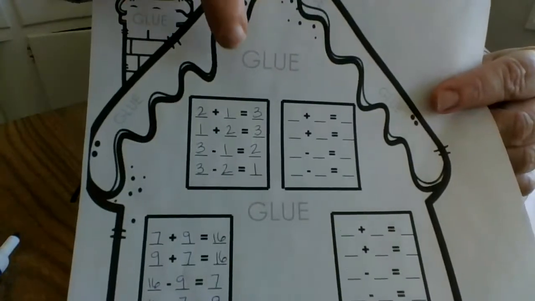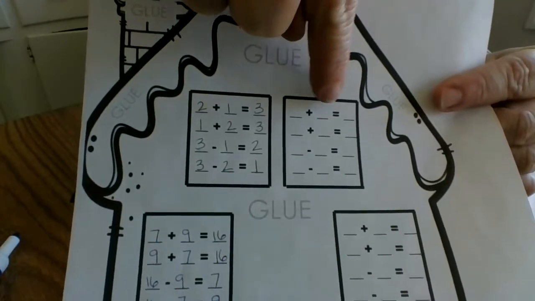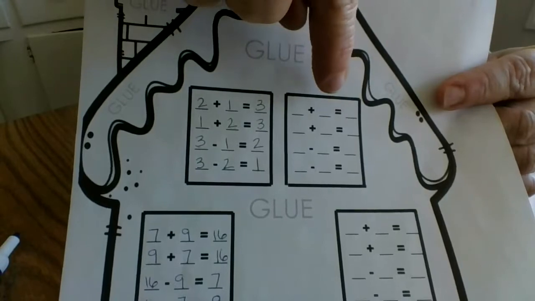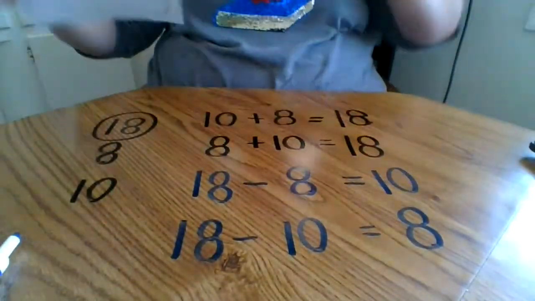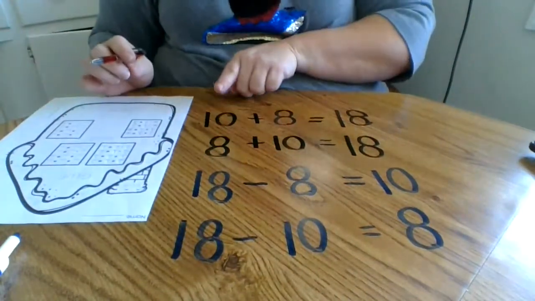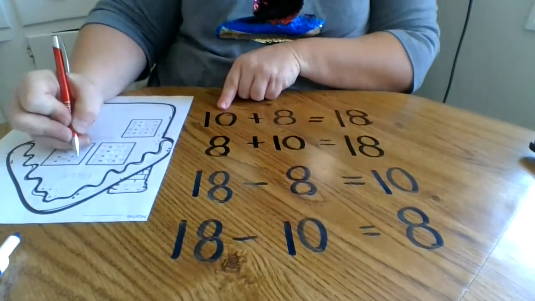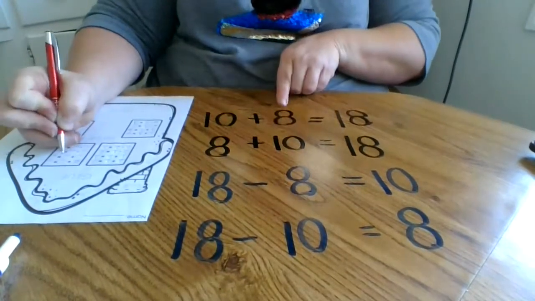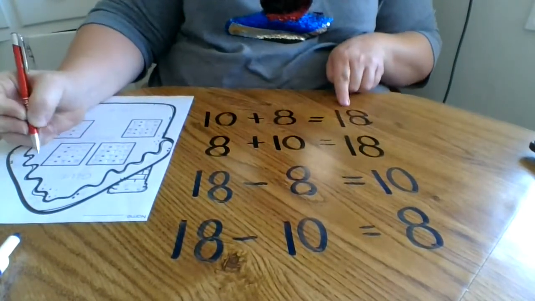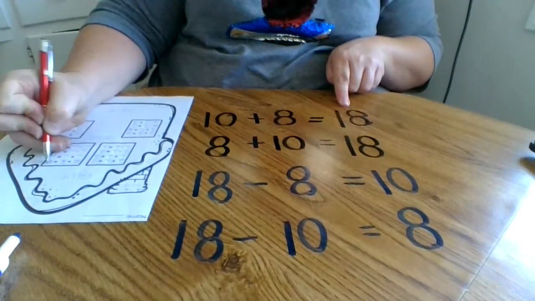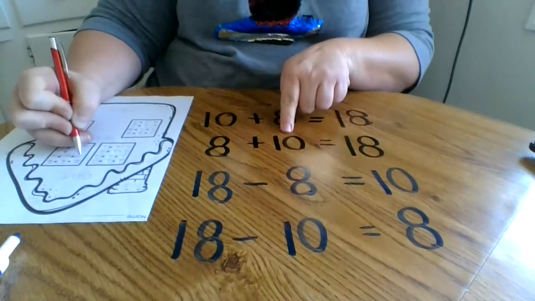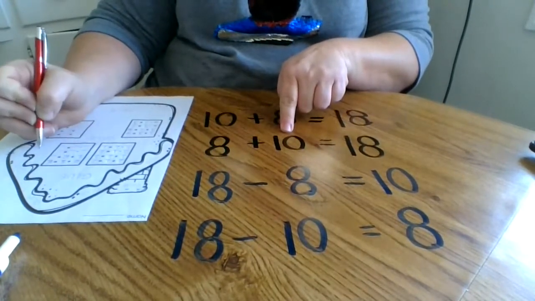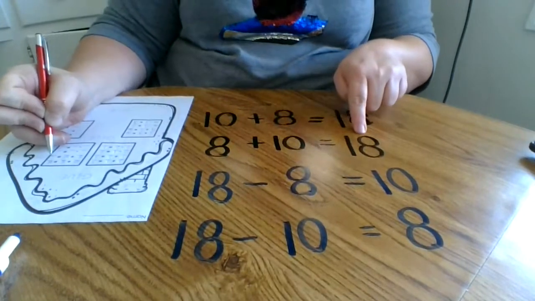So where are we going to write that? We're going to write it on the top right here. In this top square, right there. Okay, so I'm going to put my paper down. Let's start writing our numbers. We have 10 plus 8 equals 18. We have 8 plus 10, got to write those numbers down, equals 18.